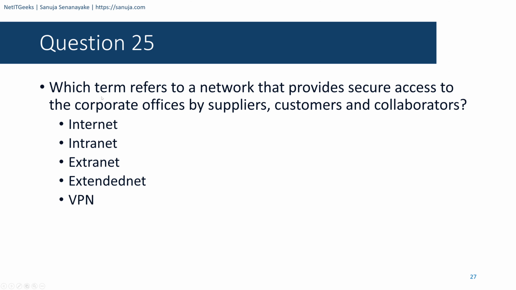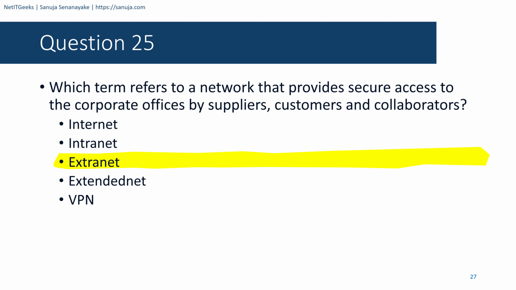If you read the question again, it's asking which term refers to a network that provides secure access to a corporate office, suppliers, customers, and collaborators. The answer is extranet, even though VPN is a possible answer. Why? Because extranet is an umbrella term that includes VPN in Cisco material. I know it is confusing because VPN could be a good answer here as well, but you need to remember that Cisco used extranet.